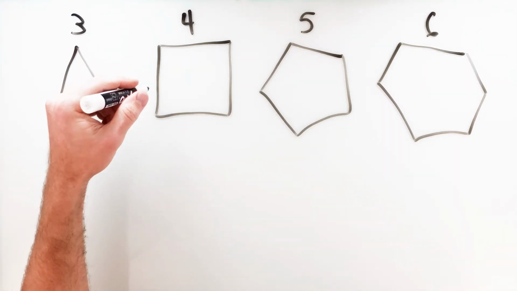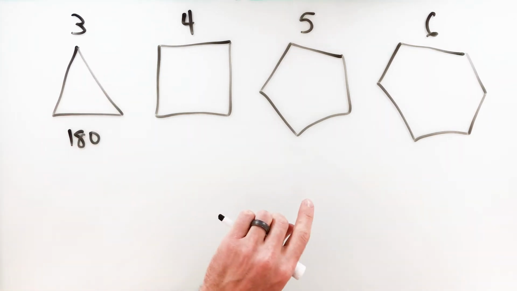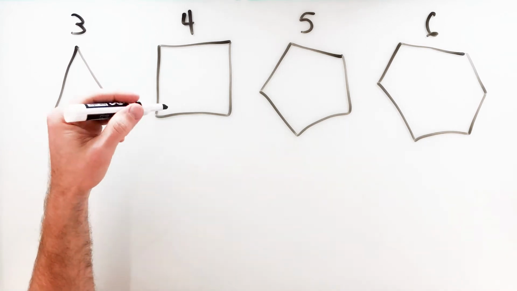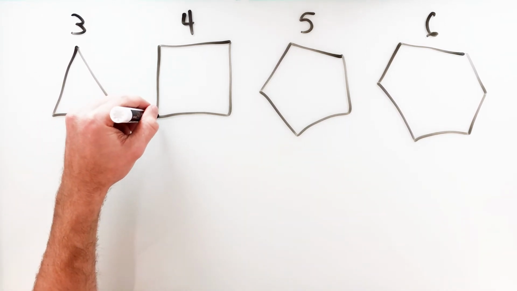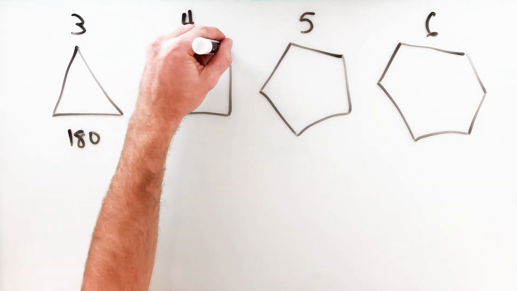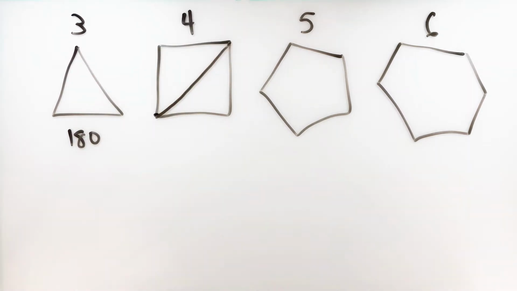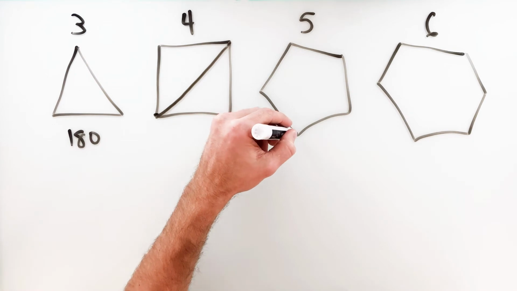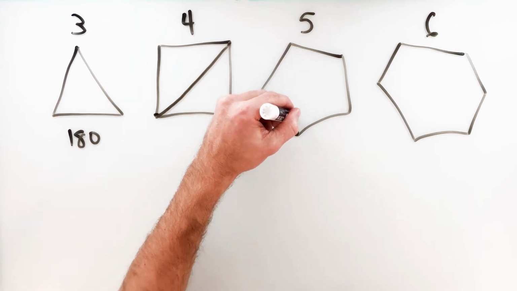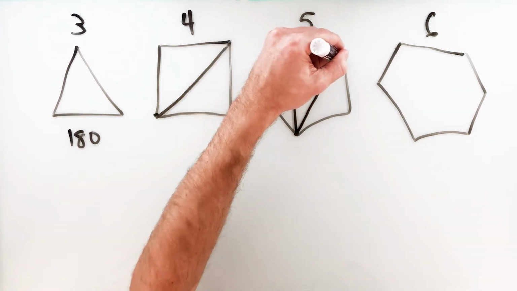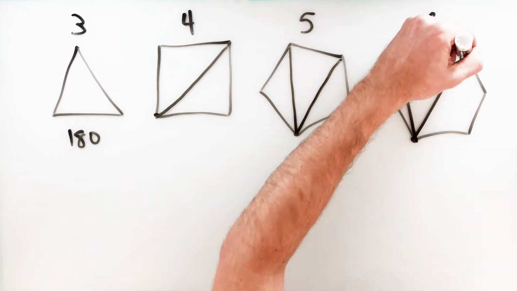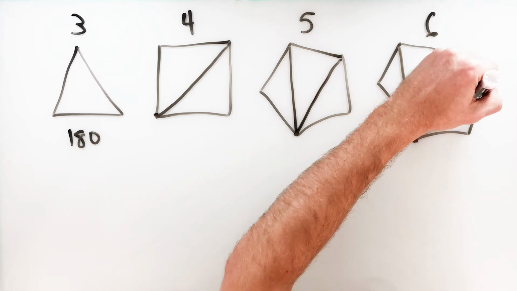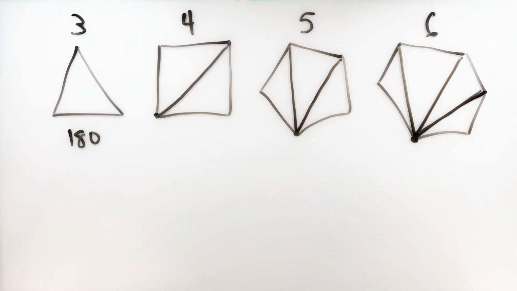We're going to draw all possible diagonals from any given vertex in these figures. For example, on a four-sided figure, draw a diagonal from one vertex to any other non-adjacent vertex. That's the only one we get here. If we did the same thing for the pentagon, we can start down here and draw some diagonals to non-adjacent vertices. We do the same thing here. What we've done is we've broken these figures into sets of triangles.